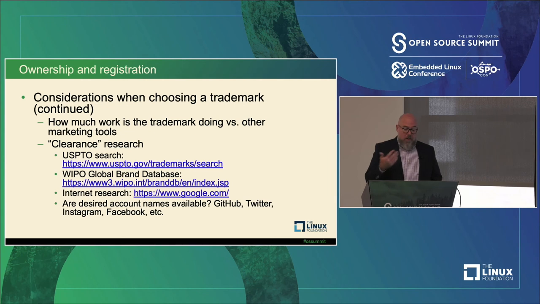And then, are the desired account names available? If you're launching an open source project, you're going to have to get yourself a GitHub account. You're probably going to want a Twitter handle, Instagram, Facebook, whatever you're going to use. See if your desired name is available on those platforms and go ahead and register them. You don't have to wait for trademark registration to register those accounts. And if it turns out you don't want them, you can just cancel those registrations to free them up for somebody else.